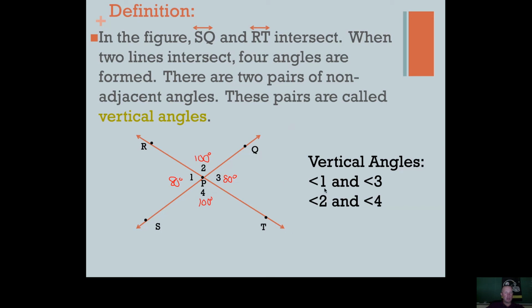Now take a second and look at angle 1 and angle 3. These are vertical angles. What do you notice about them? Angle 2 and angle 4 are vertical also. What do you notice about them?